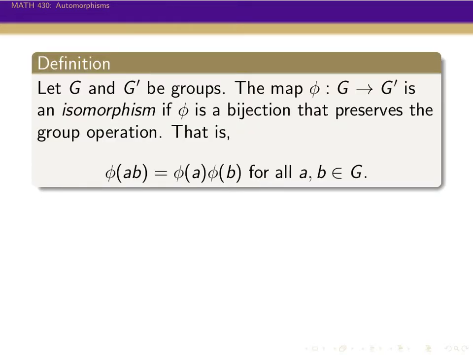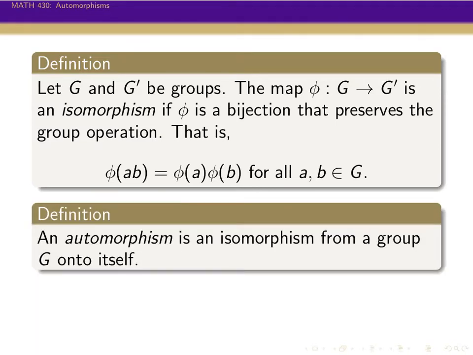So in the last couple of videos we've been talking a lot about isomorphisms. As you recall, an isomorphism is a map between two groups that is a bijection, and it preserves the group operations between the two groups. So what we mean by that is if you do phi of AB, that's going to be equal to phi of A times phi of B for all A and B in the group G.